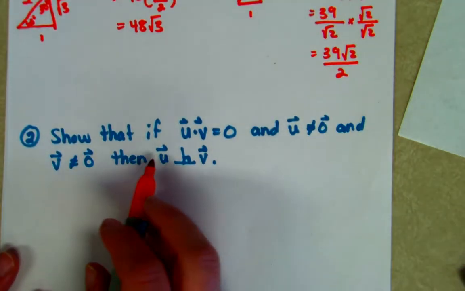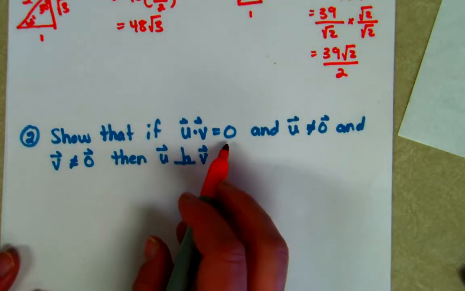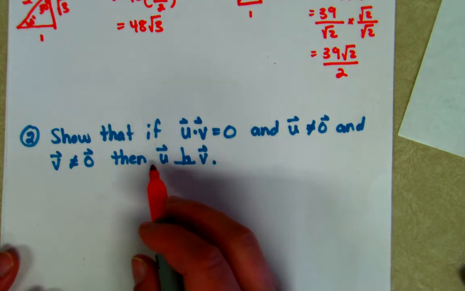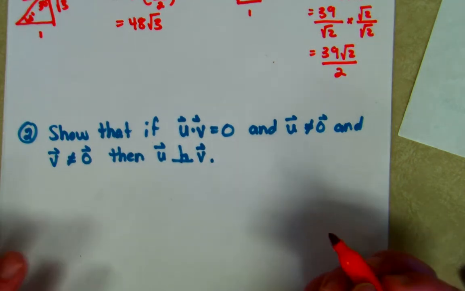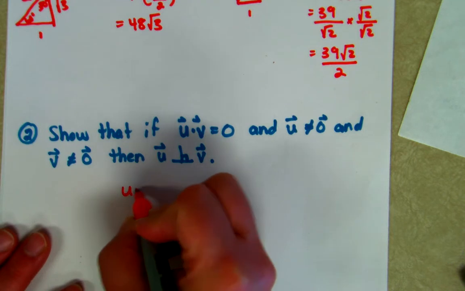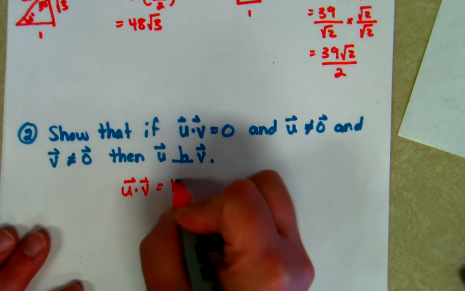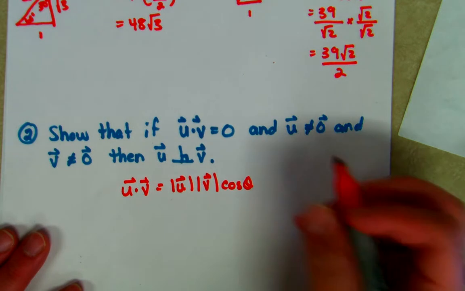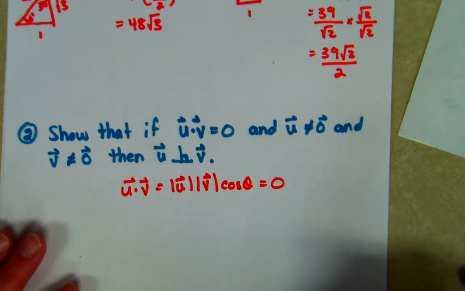Okay, number 2. Show that if the dot product gives 0, and u isn't the 0 vector, and v isn't the 0 vector, then u has to be perpendicular to v. So let's start with u dot v equals the magnitude of u times the magnitude of v cos theta. It's a formula. And we know that this is going to equal 0.